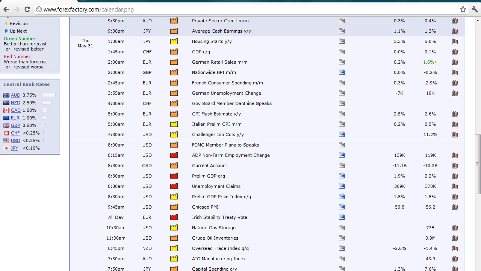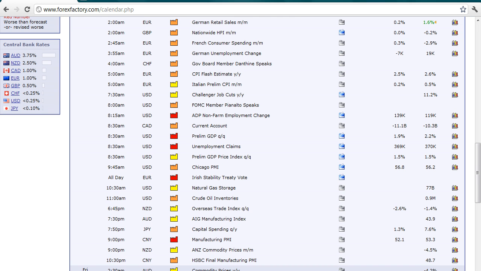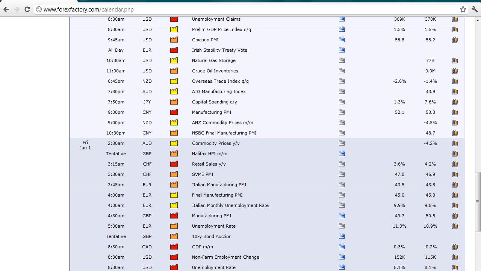All day we have the Irish Stability Treaty votes, so keep an eye out on that. That will have a big effect on the euro. Keep an eye out on that one. And also some Chinese data late out in the evening, manufacturing PMI.